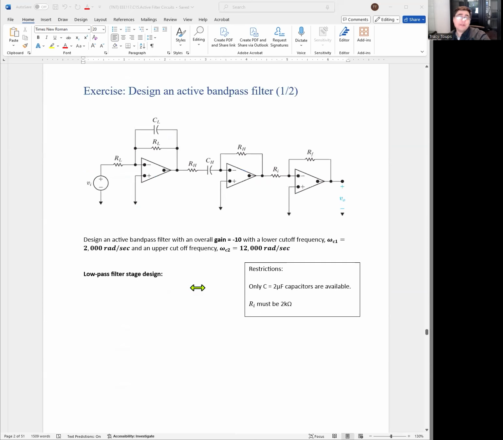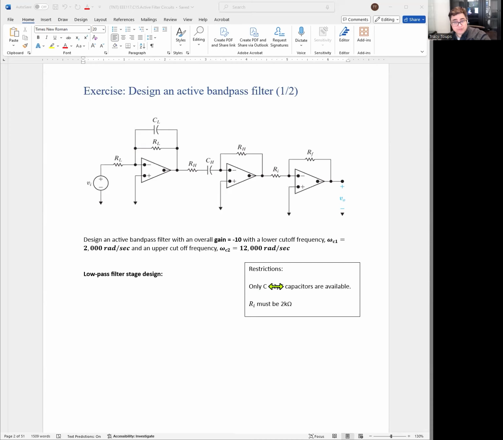Okay, so you saw me do it. Why don't you go ahead and do it? So we're going to have our 3 stages: low pass, high pass, and amplification. I want you to design it to have a gain of -10 again. I want the lower cutoff frequency to be 2,000 radians per second. The upper cutoff frequency to be 12,000 radians per second. So very similar to the previous example, except I'm imposing restrictions on you.